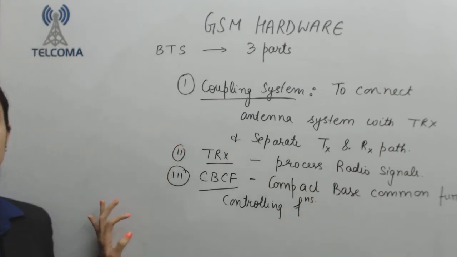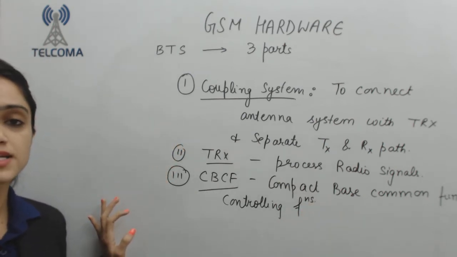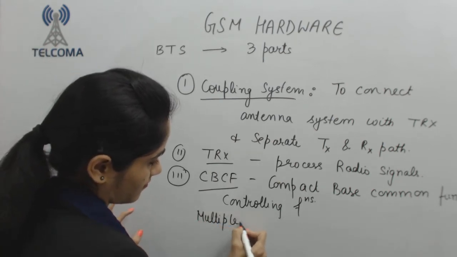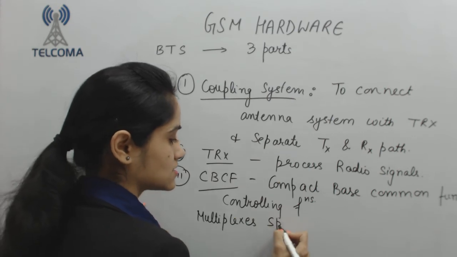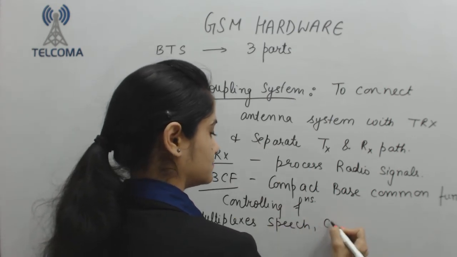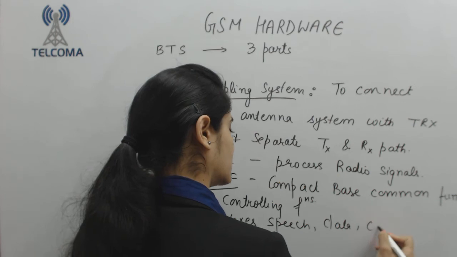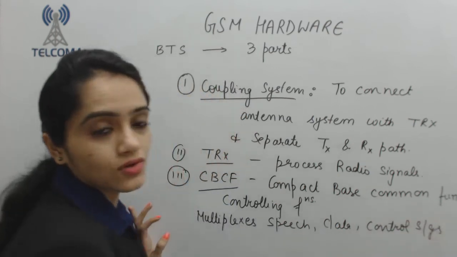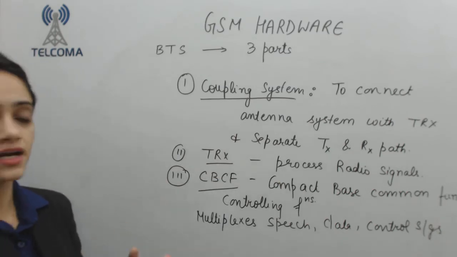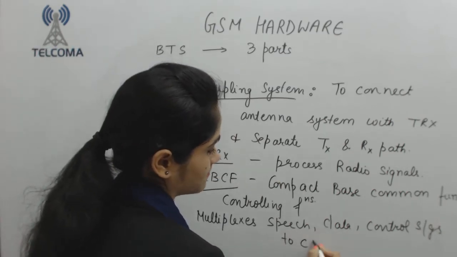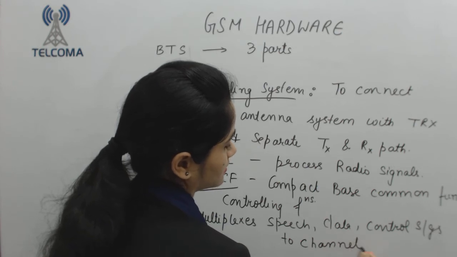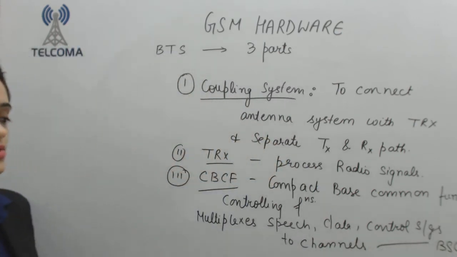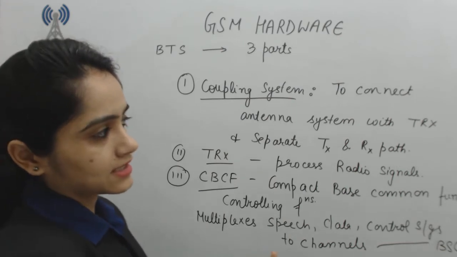All the controlling functions are performed by CBCF. So what are the controlling functions? It multiplexes speech, data, and control signals, which is my signaling. So it is there to multiplex user data to channels so that they can be transmitted to the BSC. So these are the functions.